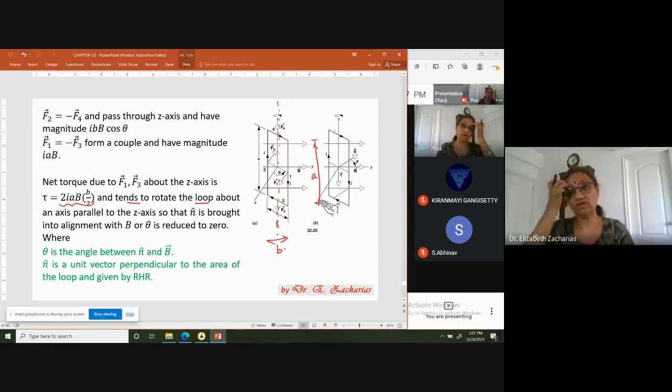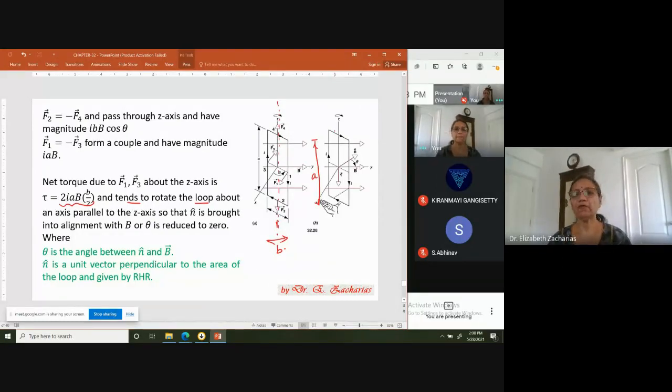In electrostatics also, we have studied such a situation where an electric dipole is rotated so that it becomes parallel to the electric field. Similarly here, the loop of current is rotated so that the plane of the loop becomes perpendicular, not parallel, to the magnetic field.